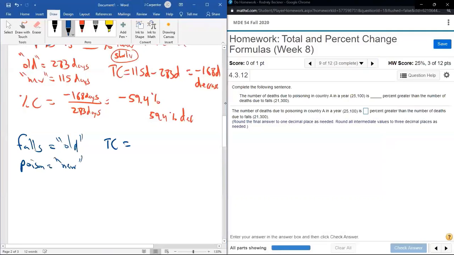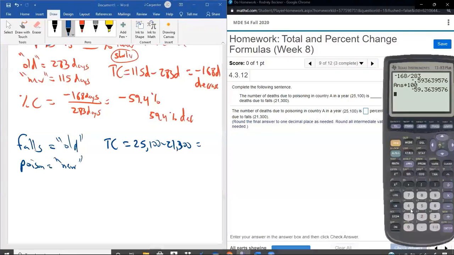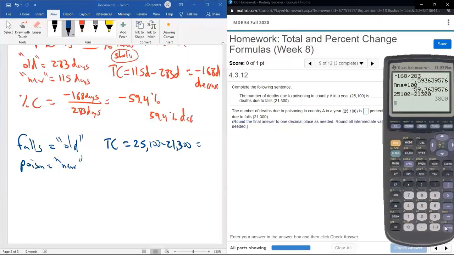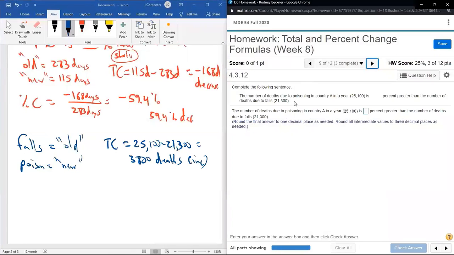So our total change would be the new minus old. I'm not going to write the numbers down this time. So the new we said was the poisoning. That's 25,100 minus the old, which was the 21,300. What's that going to be? 3,800. You don't trust me. 25,100 minus 21,300, 3,800. So that's 3,800. And of course, units, these would be deaths, and that's positive. So it's an increase. So there were more deaths from poisoning than falls. And if you look at all this stuff, that makes sense because they talk about this being a percent greater than, and the falls is lower than the poisoning. So everything does flow together very well.